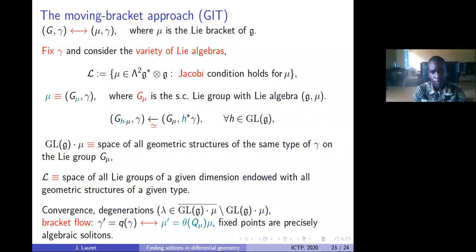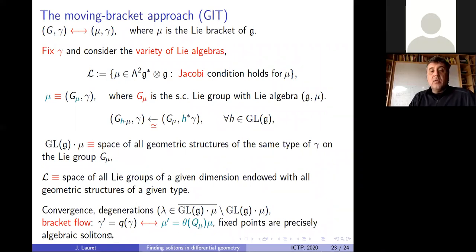So that's very interesting. And the relation with algebraic solitons is that if you translate your flow to brackets, it's called the bracket flow, then you can study the solutions for this flow now. And the fixed points of this flow are precisely algebraic solitons. So this is something which makes algebraic solitons very, very special.